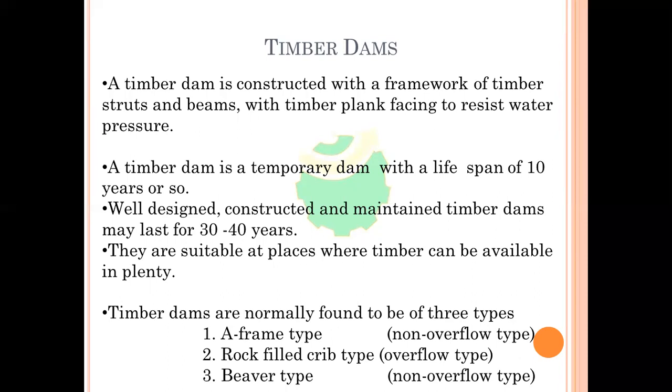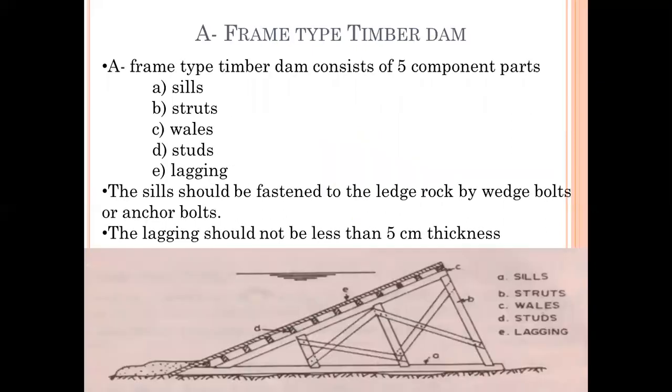They are suitable at places where timber is available in plenty. Timber dams are normally found to be of three types: A-frame type, rock-filled crib type, and beaver type. Of these, A-frame and beaver types are non-overflow type, and rock-filled type is overflow type. The A-frame type timber dam consists of five component parts: sills, struts, walls, studs, lagging, etc.